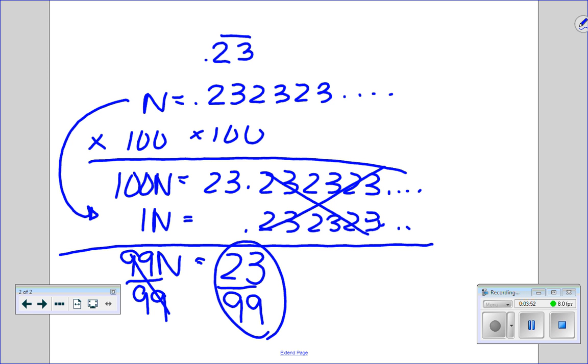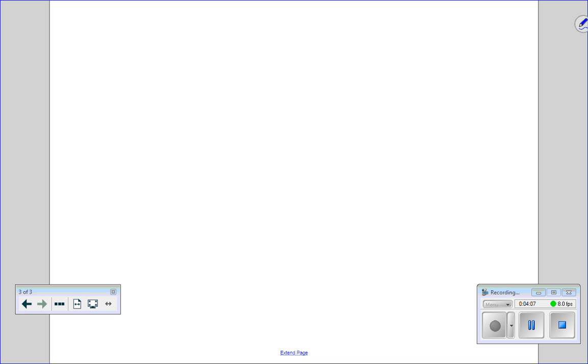Okay, so here's the thing. Everybody automatically starts to think, well, 99 is always going to be my bottom number. That's not true. 99 is not always going to be your bottom number. It just happens for a certain one. So let's do another one. Somebody throw out a number that repeats.